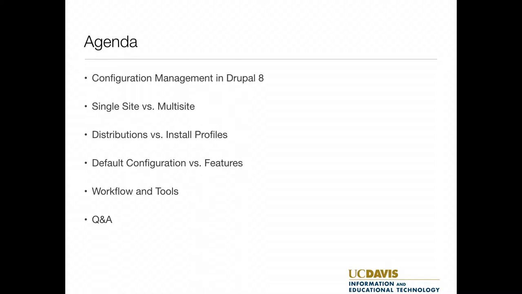We're going to talk about single-site versus multi-site configuration management, the differences between install profiles and distributions, at least the way it is in my brain. And we're going to talk about default configuration versus features. Remember features from Drupal 7? Who loved using that? A couple people loved using it. Nobody really loved using it, but you're going to love using it in Drupal 8 because it does really what it was originally meant to do. So we'll talk about that. I'll talk about the workflows around this and the tools, and we should have plenty of time for questions too.